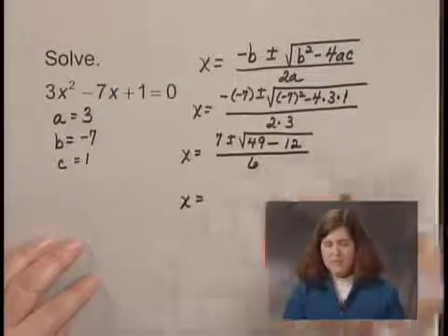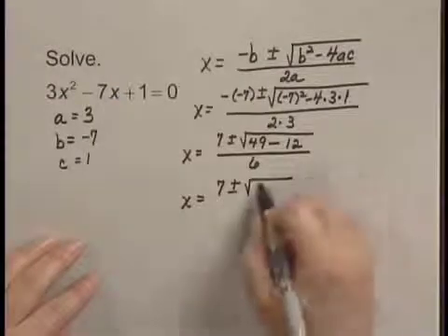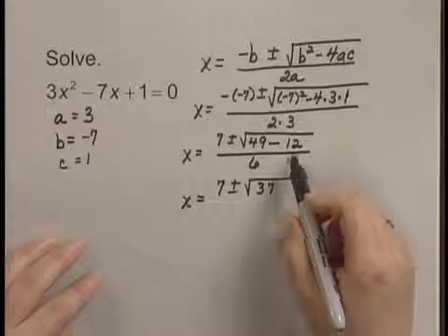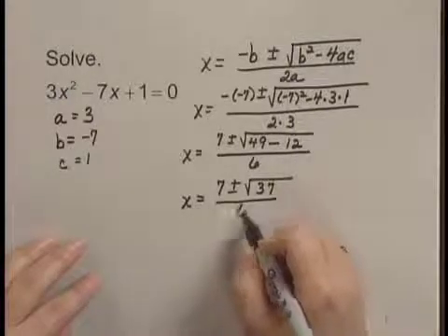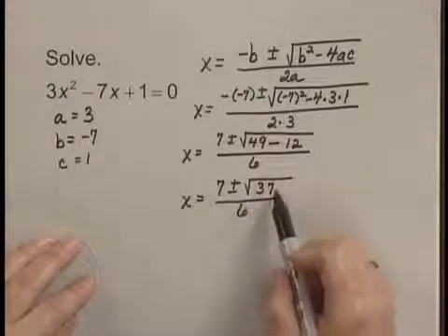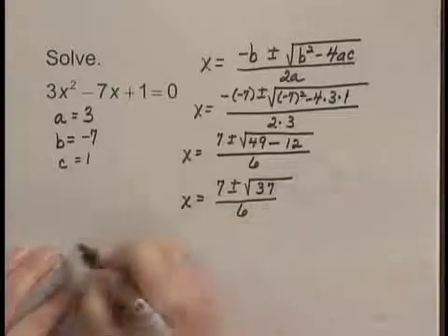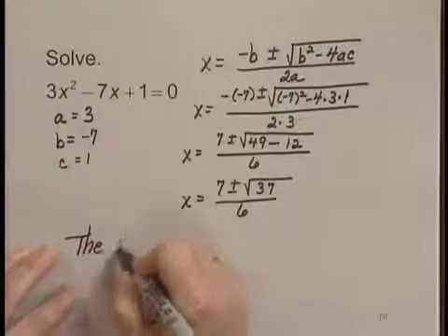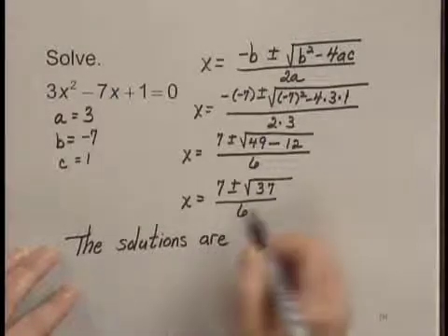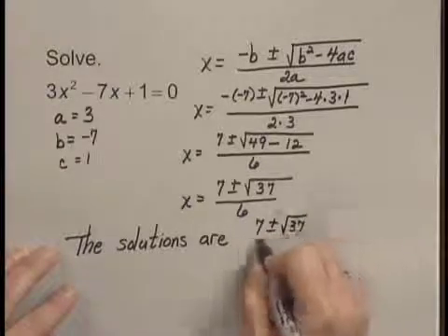Then I simplify under the radical, and I have 7 plus or minus the square root of 37, 49 minus 12 is 37, all over 6. In order to simplify any further, I would have to be able to simplify the square root of 37. 37 has no perfect square factors, so I'm finished, and I write the solutions are 7 plus or minus the square root of 37 over 6.